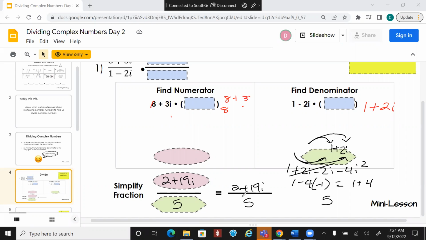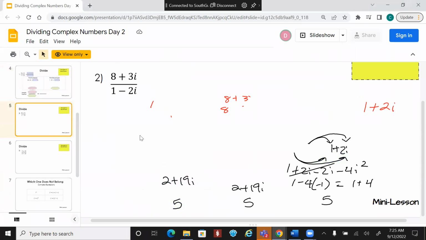Okay. I know it's a pretty lengthy process, but it requires you to make sure that you pay attention to each part. Okay. All right, let's go ahead and take a look at the next one.